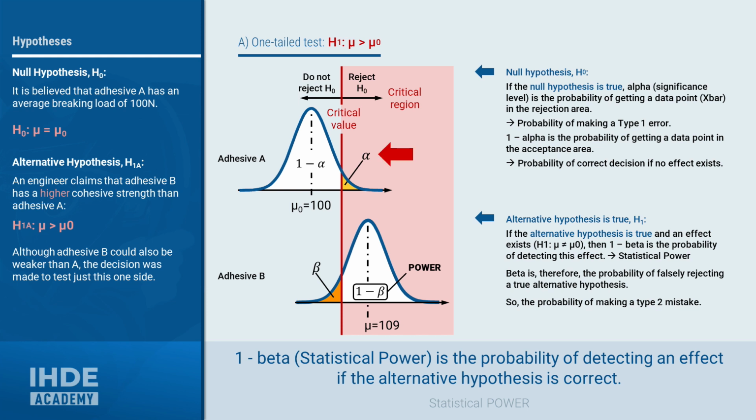Analogous to the significance level alpha, beta is the significance level of falsely rejecting a true alternative hypothesis. Thus, 1 minus beta is the probability of detecting an effect that is actually present. This probability is called statistical power. Next, let's look at how beta and power change when alpha stays the same, but we use a two-tailed test.